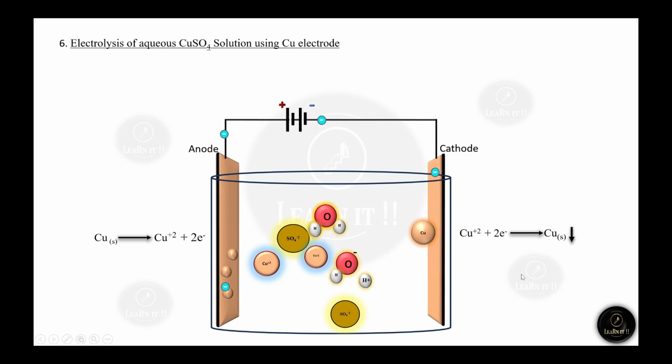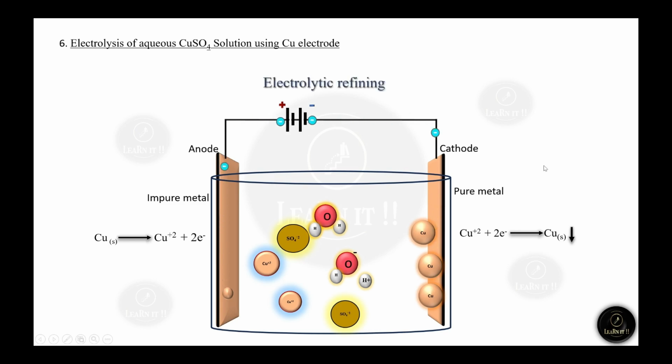So the amount of copper deposited on the cathode is equal to the amount of copper which is oxidized at the anode. If we take impure metal at the anode, then we get pure copper metal at the cathode. So this is the industrial process which is called electrolytic refining. Here at the anode side we use the impure metal, which will be converted into pure metal by the electrolytic cell.